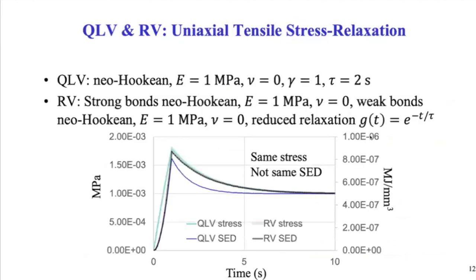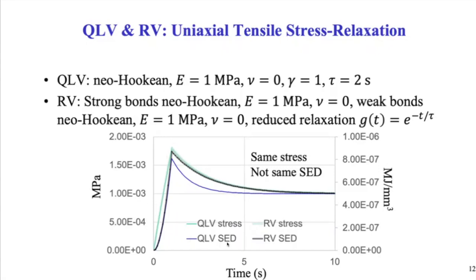But remember earlier, I had a quasi-linear viscoelastic material with a modulus of 1 megapascal and gamma equal to 1, which means that the Maxwell element spring had the same stiffness as the parallel spring. So you can reproduce this in a reactive viscoelastic framework by making the modulus of the strong bonds and the modulus of the weak bonds the same. In this particular case, we picked a very simple relaxation function. What you see is what I told you before. The stress is exactly the same, those two green colors between quasi-linear viscoelasticity and reactive viscoelasticity. The greens are on top of each other. You cannot tell them apart.